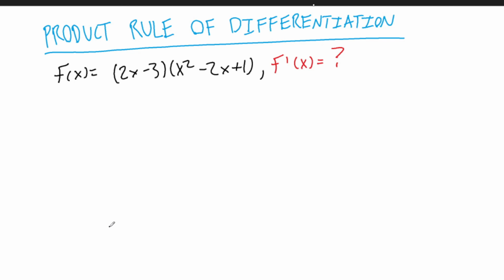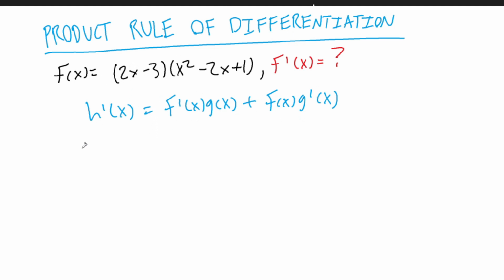Now let's try an example. We're given f of x equals 2x minus 3 times, and because we're multiplying, we're using the product rule, x squared minus 2x plus 1, and it wants us to find the derivative. So let's think back to what the definition was for the product rule. H prime of x, the derivative, what we're trying to find, is equal to f prime of x times g of x plus f of x times g prime of x. So let's keep this in mind while we set this up.